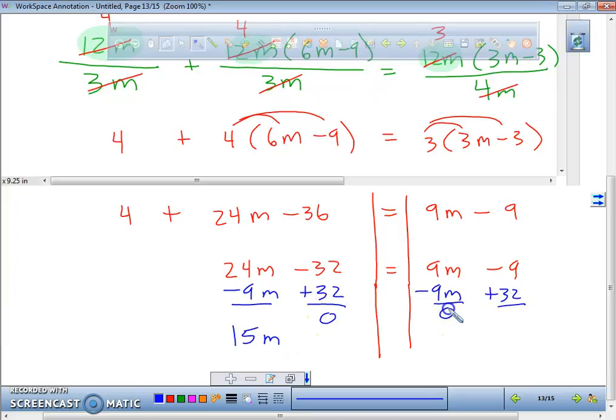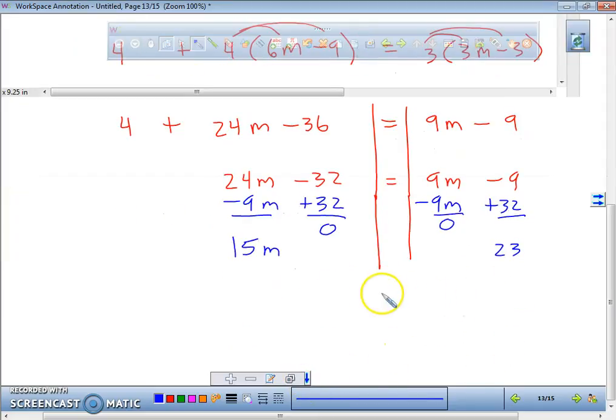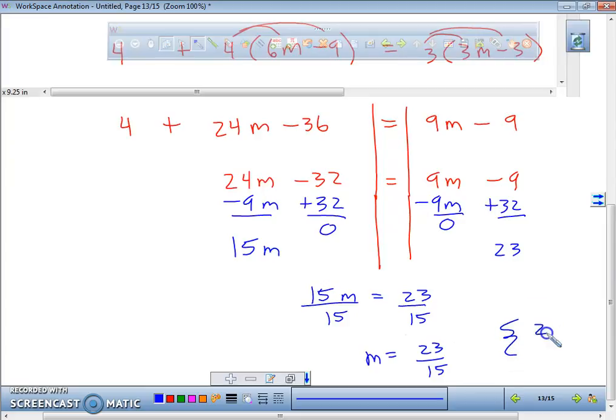That zeroes out, that zeroes out. These are additive inverses of each other. 32 minus 9 is 23. So I have 15m equals 23. And I have to divide both sides by 15. And m equals 23 over 15. So my solution set is simply 23 over 15.